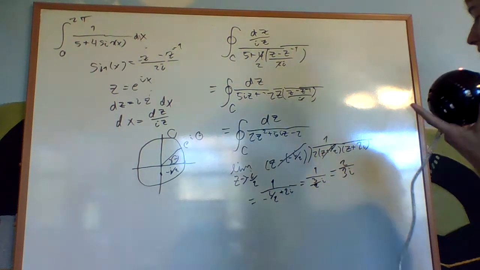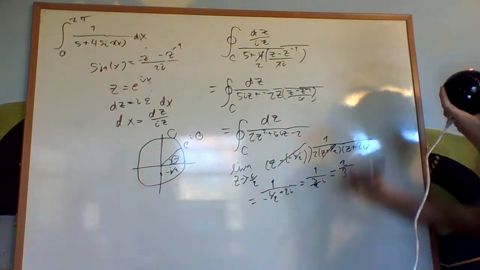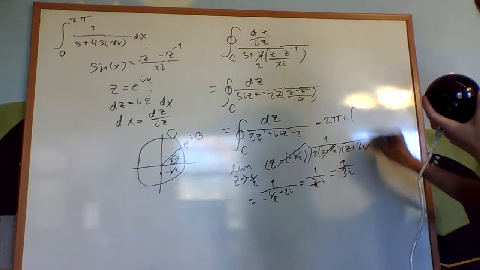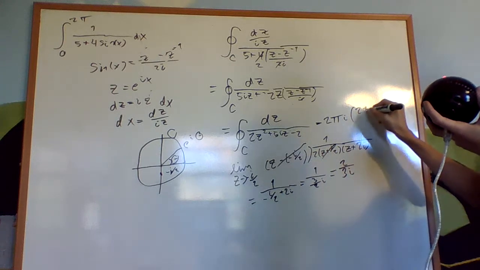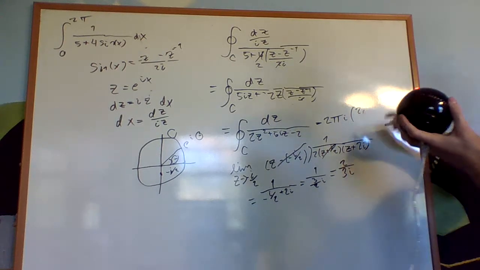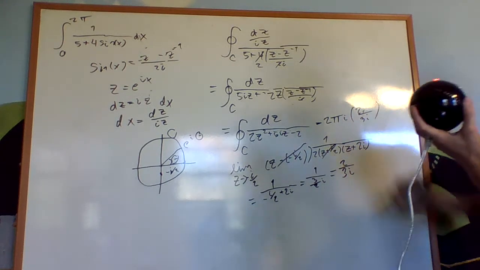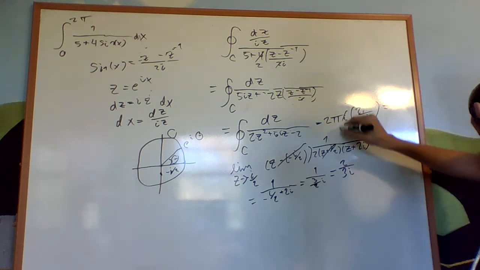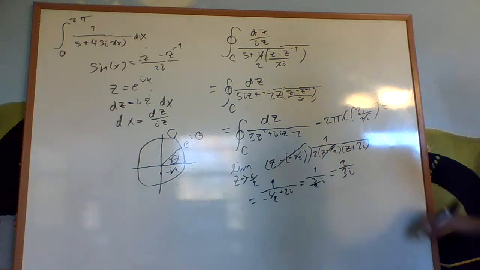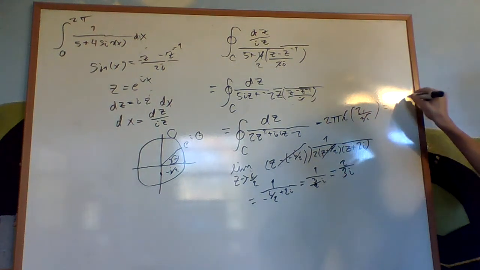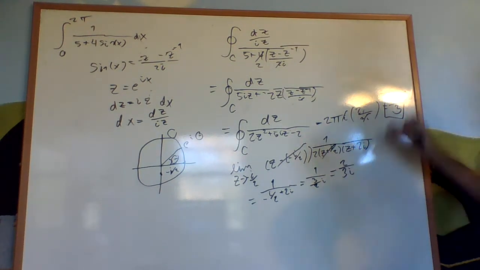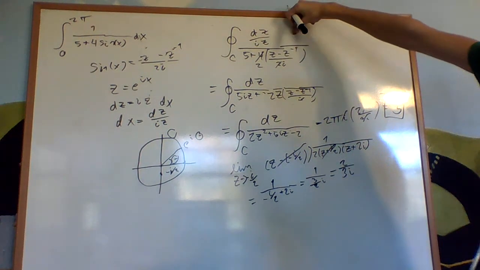Now what the residue theorem says is that I can multiply this by 2 pi i. So I get 4, those i's cancel out, 4 pi over 3. And that's it. That's our answer. That's what the residue theorem says evaluates this integral right here.